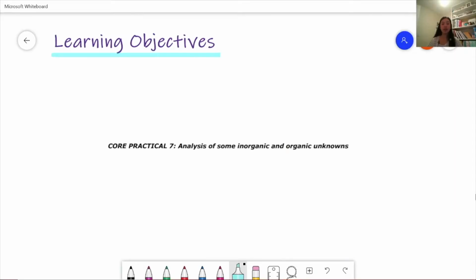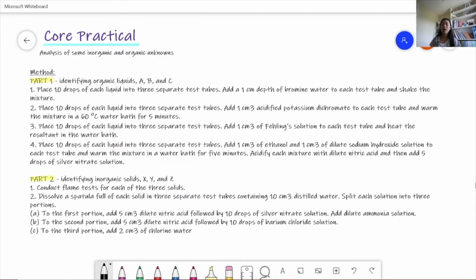Today we're going to look at a core practical, which is the analysis of some inorganic and organic unknowns. So the general method comes in two parts.